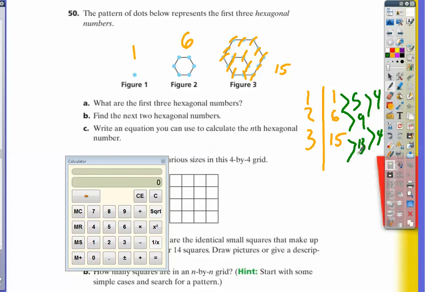So 15 plus 13 is 28. So that's going to be my fourth figure. And then my fifth figure, as I continue to add 4, is going to be 17 larger, which is going to be a grand total of 45.